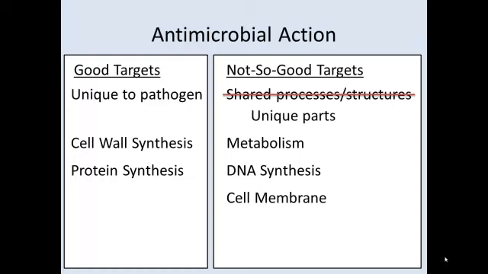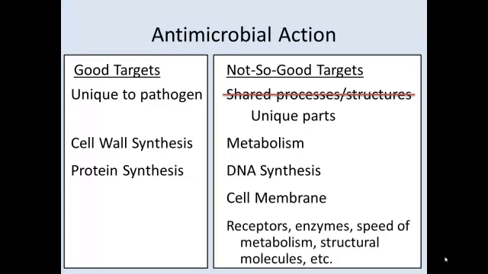One of these is types of antifungals that attack fungal membranes and leave ours alone. Okay, and also we can attack receptors, enzymes, speed of metabolism, structural molecules, etc. Generally, we're going after the unique parts. Now, when we were talking in the previous chapter about anti-HIV drugs, what did we attack? Enzymes that were unique to HIV, unique to retroviral viruses. And so we can attack those specific enzymes and leave the patient relatively unaffected.